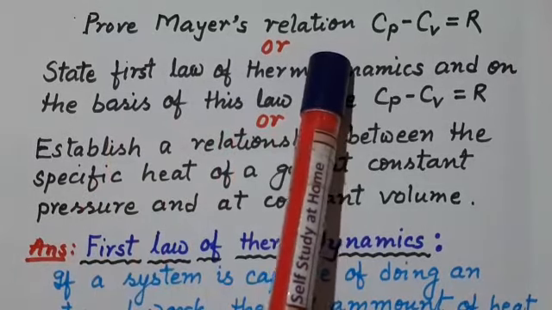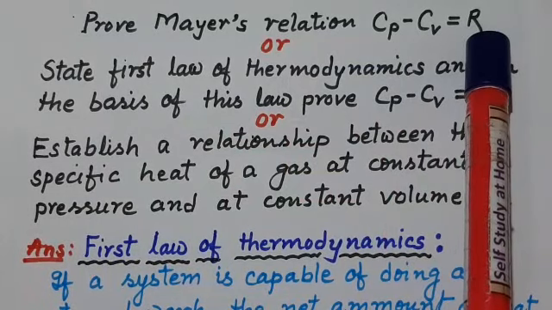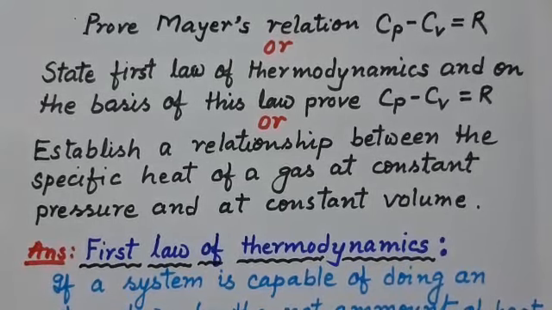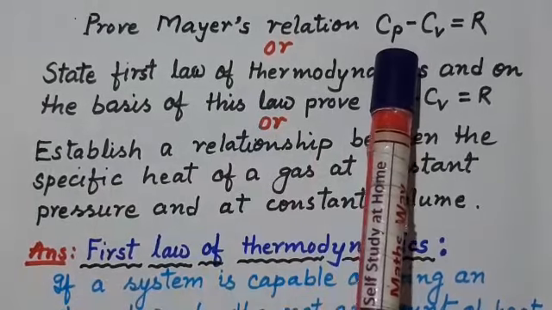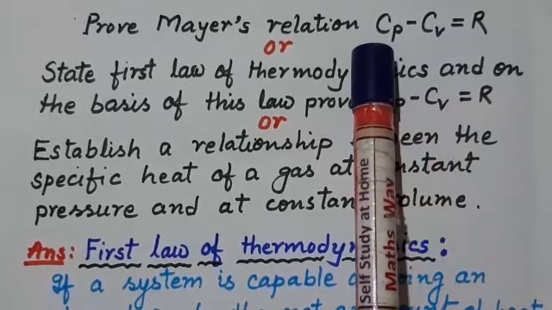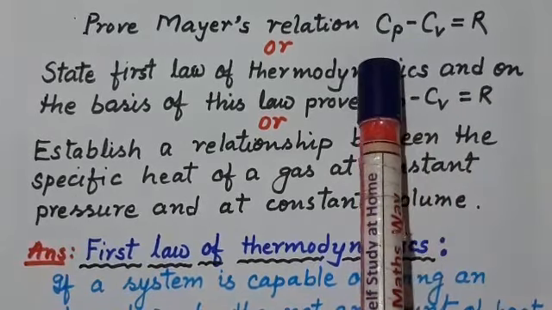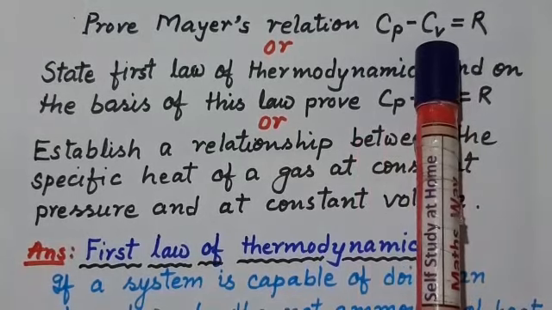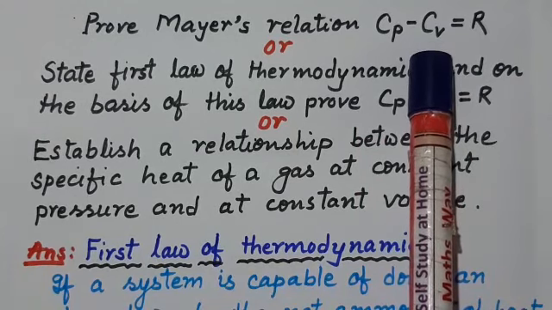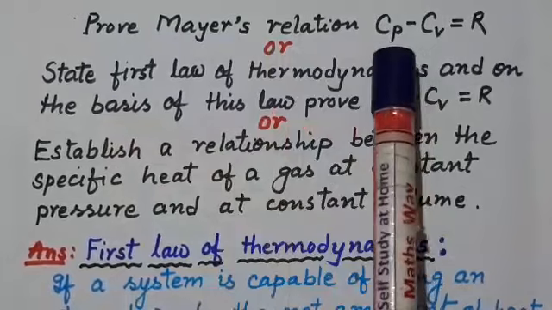Prove Mayer relation Cp minus Cv equal to R. Here Cp is the specific heat of gas at constant pressure, Cv is the specific heat of gas at constant volume, and R is a gas constant. Then Mayer relation is Cp minus Cv equal to R.